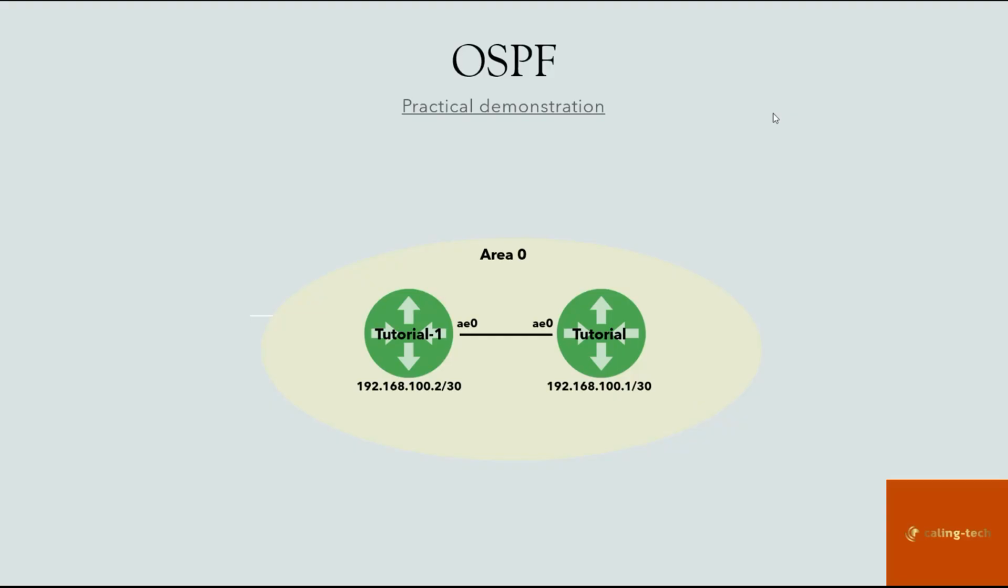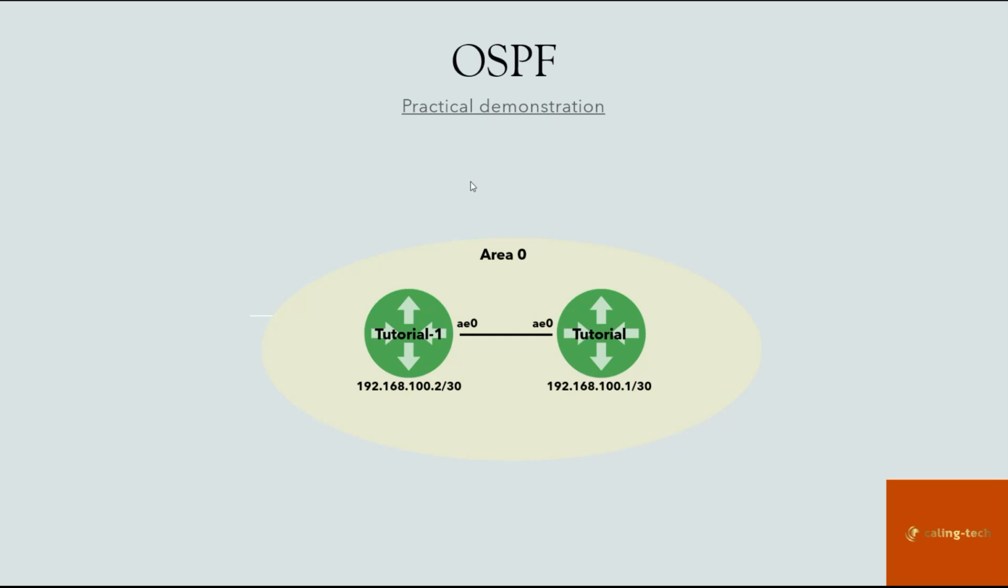Hi all, and welcome to this OSPF practical demonstration. Initially, we're just going to have this very quick one slide presentation. We're going to be using two routers named Tutorial and Tutorial 1. They have an aggregated Ethernet interface labeled aggregated Ethernet 0, connecting the two systems together. And those addresses are 192.168.100.1/30 at Tutorial's end and 192.168.100.2/30 at Tutorial 1's end.